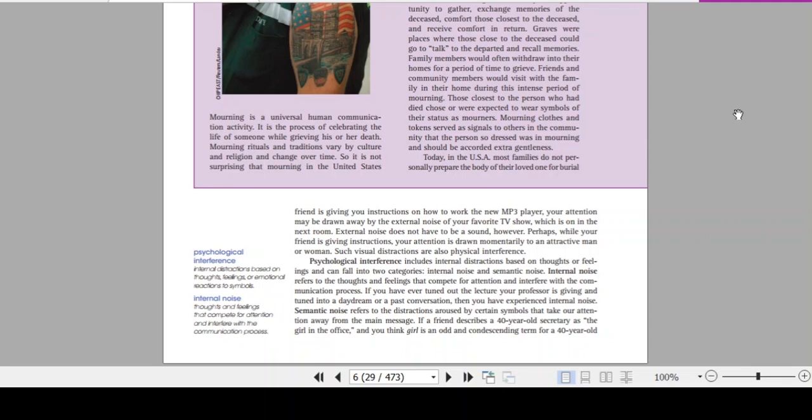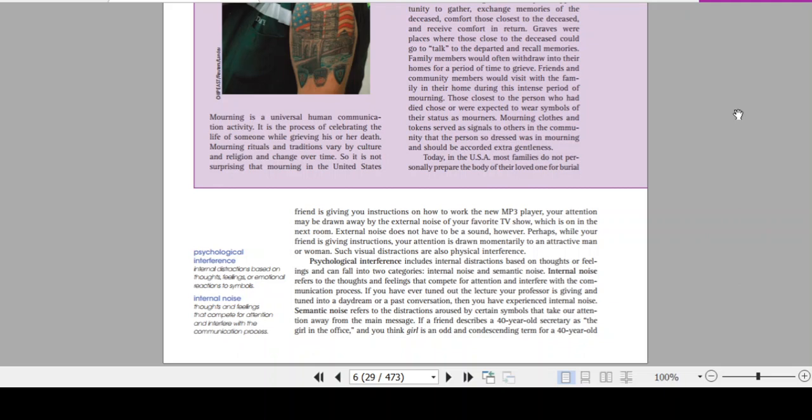Now, internal noise refers to thoughts and feelings that compete for attention and interfere with the communication process. If you have ever tuned out the lecture your professor is giving and tuned into a daydream or a past conversation, then you have experienced internal noise, like you have some psychological issues internally. You are somewhere else. Most of the times when we offer our prayers in the mosque, I have experienced that I am actually offering my prayer, but I'm thinking of something else internally. My mind is wandering at other places. So that's called the internal psychological noise.